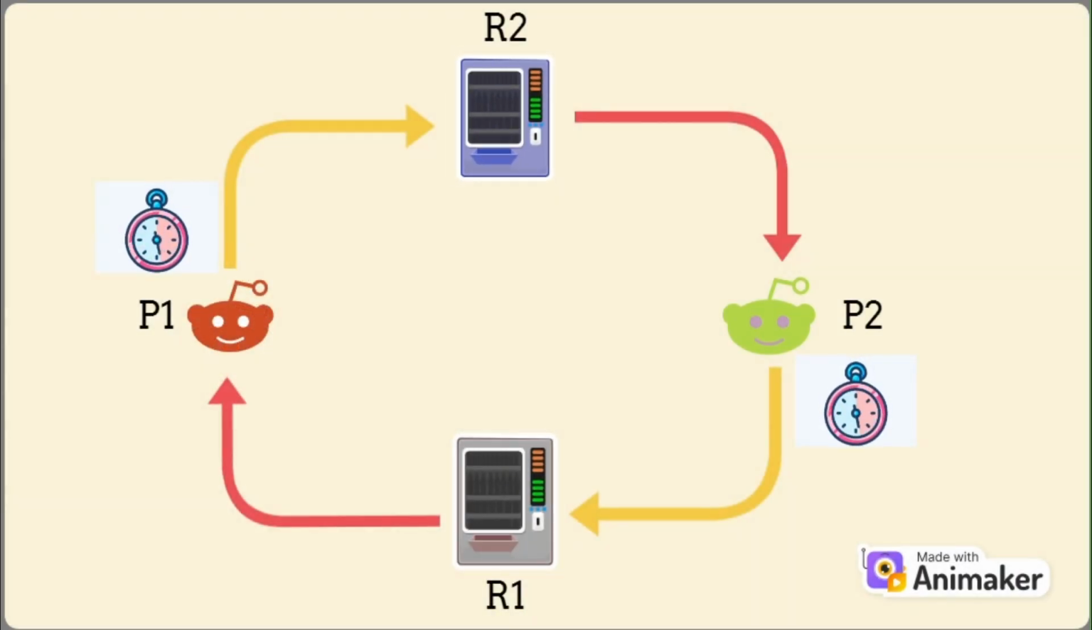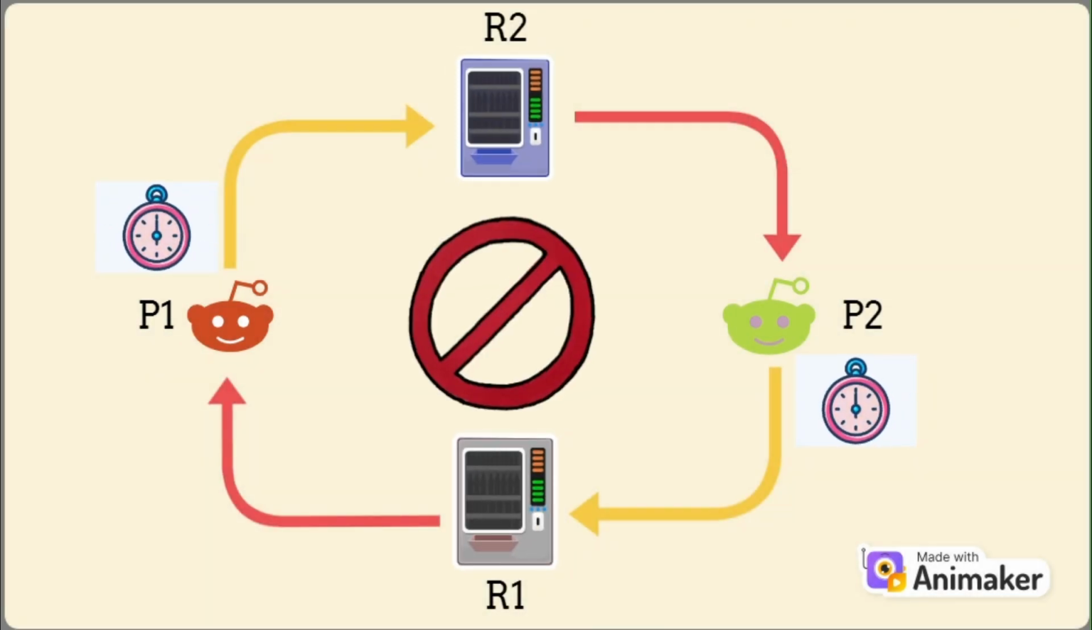Consider a situation where resource R1, which is already allocated to process P1, is requested by process P2, and resource R2, which is already allocated to process P2, is requested by process P1. Both wait indefinitely to free the resource. This results in deadlock. This is called deadlock in operating system.